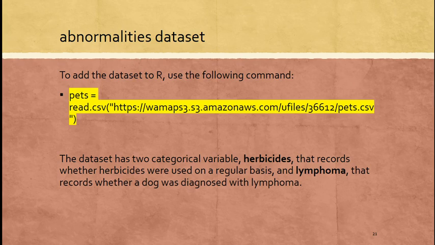Add this command to R. Again, use the read.csv command. This will load this CSV file into R. The data set, if you saw, had two variables. One is herbicides, which records whether herbicides were used on a regular basis, and the other is lymphoma, which records whether the dog was diagnosed with lymphoma.